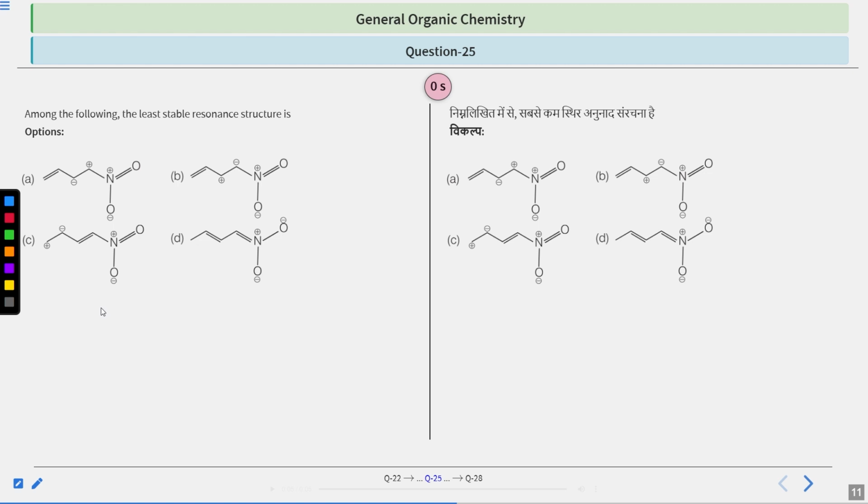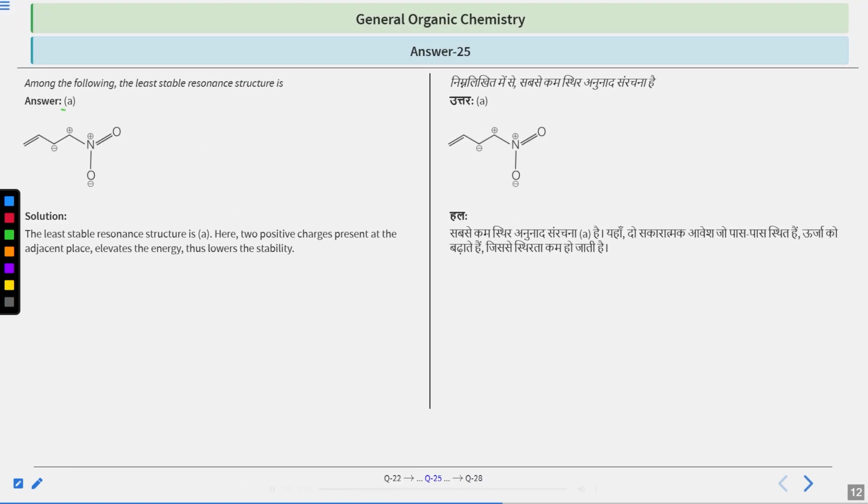Okay, so let's see. The correct answer is option A, that is this structure. The least stable resonance structure is option A. Here, two positive charges are present at adjacent places. You can see on the nitrogen, and the nitrogen is directly attached to the carbon having a positive charge. So two positive charges are on atoms which are adjacent to each other.